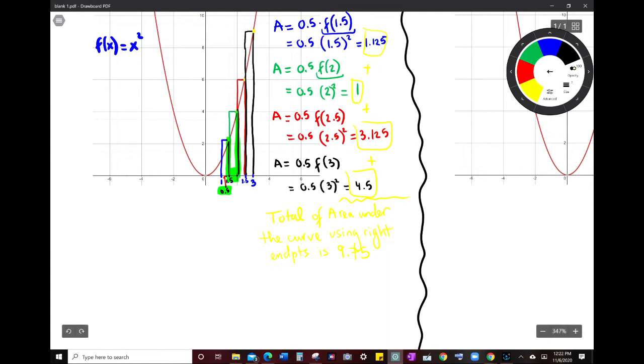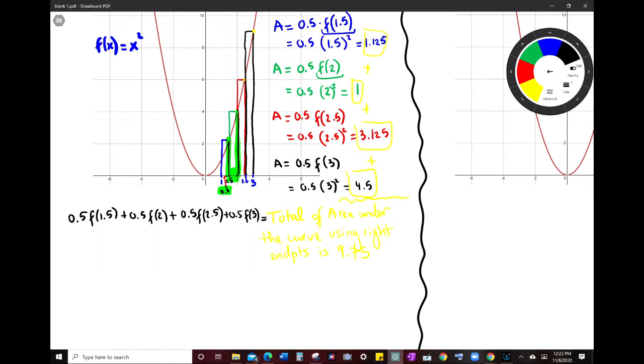So we know the sum is all of them added up, but if you actually look at the work right here and write all of them at once, the total area can be rewritten as 0.5 times f of 1.5 plus 0.5 times f of 2 plus 0.5 times f of 2.5 plus 0.5 times f of 3 equals the total area.